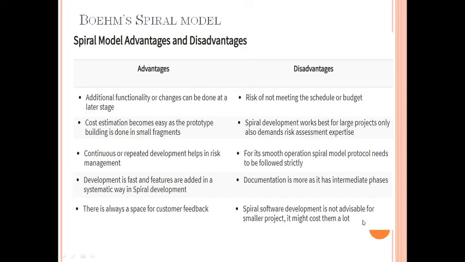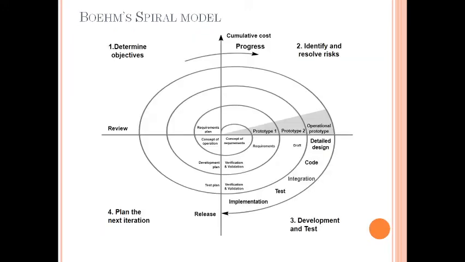So this was regarding Boehm's spiral model, and this is how it will be followed. You can see we are going to determine objectives. In that one we are going to plan, then identify and resolve risk. That is, we are going to develop different prototypes and resolve them. Prototype in the sense different models. Then in the third phase, development and test, all the testing, that is unit testing, where a small part will be done, or output based testing, and implementation is going to be done.